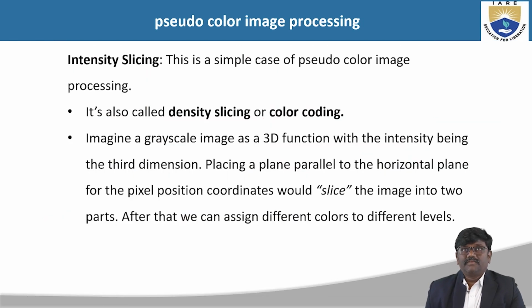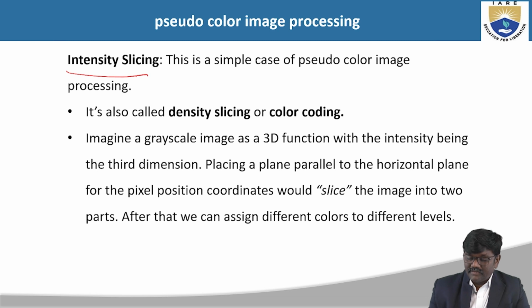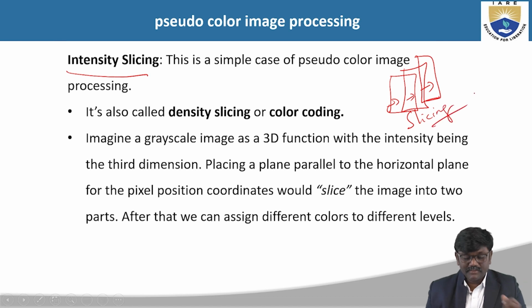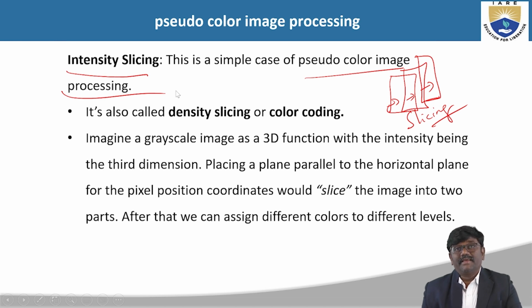Next, coming to pseudo color image processing, we are concentrating on one more type of pseudo color image processing, that is intensity slicing. Intensity slicing means you apply your images in terms of slices. Slicing is like this, so one to other we can compare. This is called slicing. This is a simple case of pseudo color image processing. It is also called density slicing or color coding.